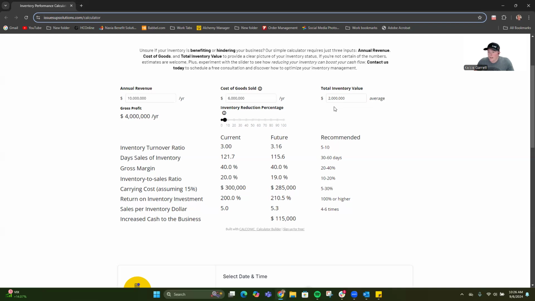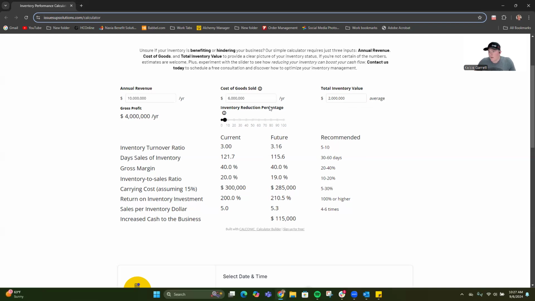Now on the far right-hand side, what I have is kind of industry standard or recommended numbers. So this will give you a gauge of, are my numbers in line? Is there anything that's off? Now, obviously, every industry is different. Yours might be different, but this will give you a good gauge.